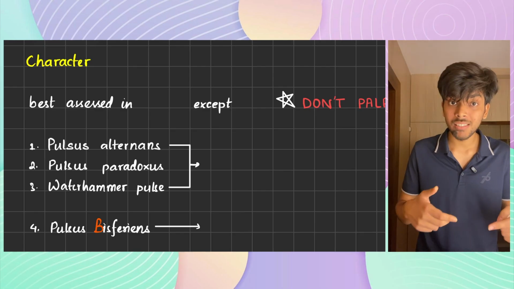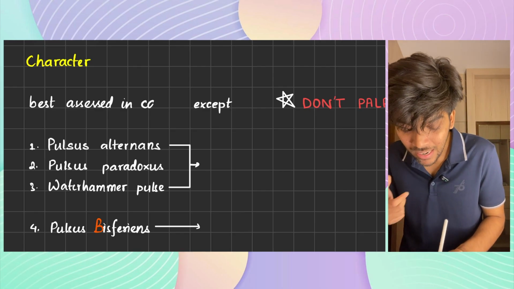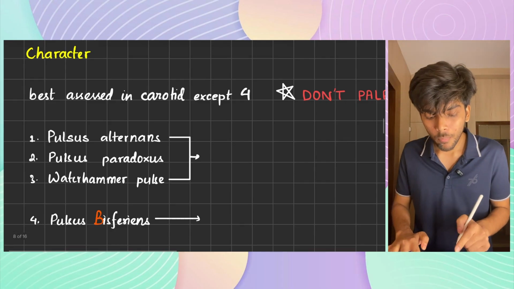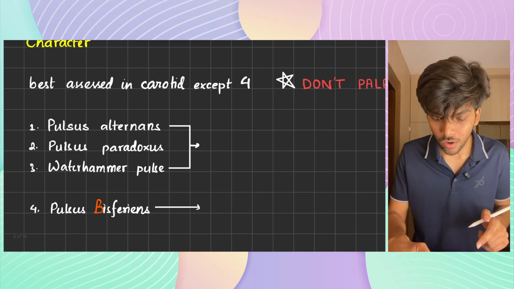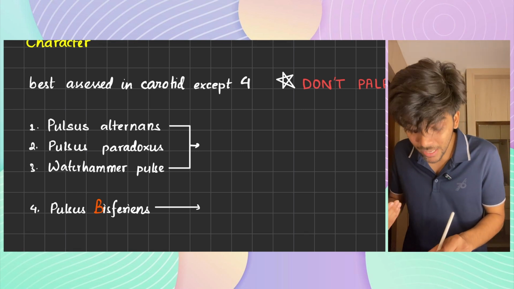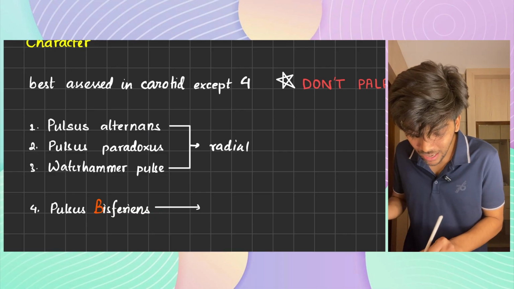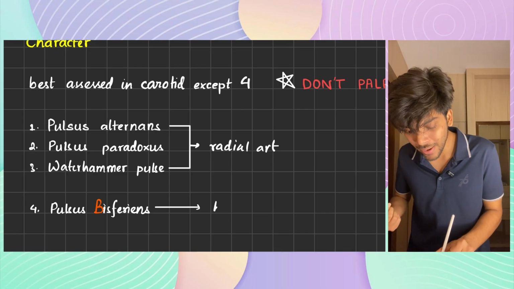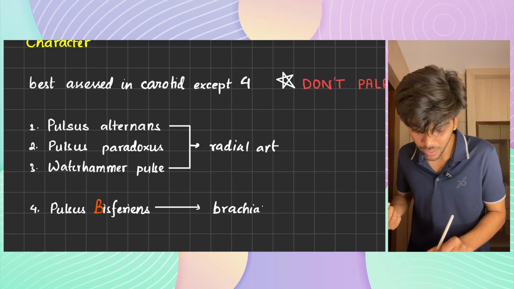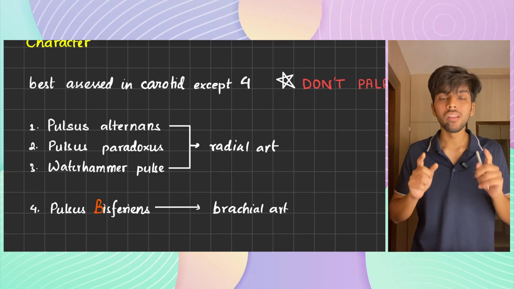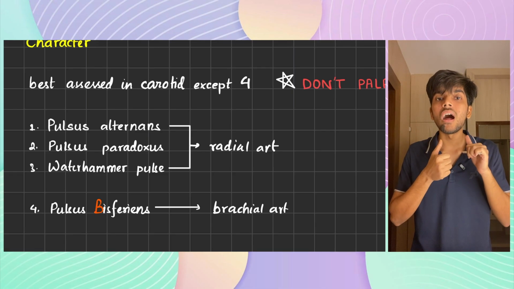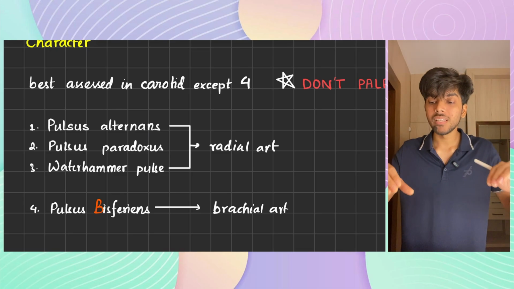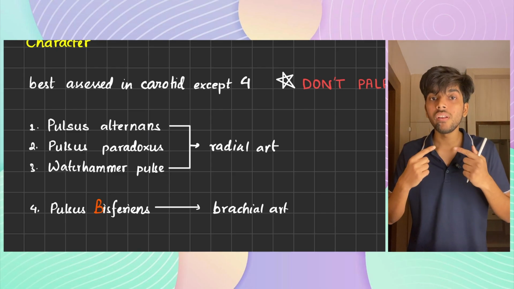Character of pulse as well as the volume of pulse is best assessed in the carotid artery, except four characters of pulse. Pulsus alternans, pulsus paradoxus, and water hammer pulse are best assessed over the radial artery, and pulsus bisferiens is best assessed over the brachial artery. Remember, never palpate both carotid arteries at the same time. Like for other peripheral arteries, you'd palpate them at the same time and compare both of them. But for the carotid artery, don't do that.